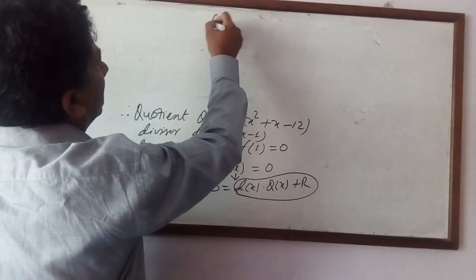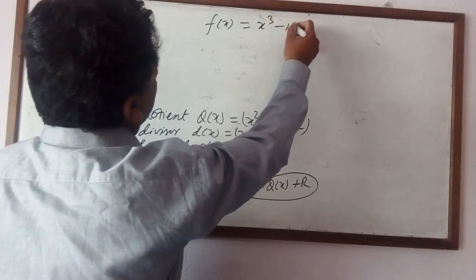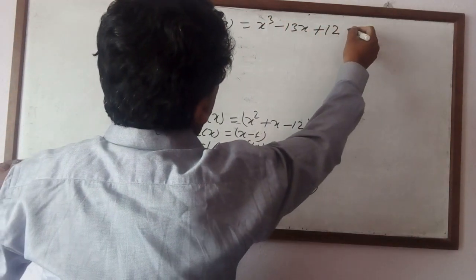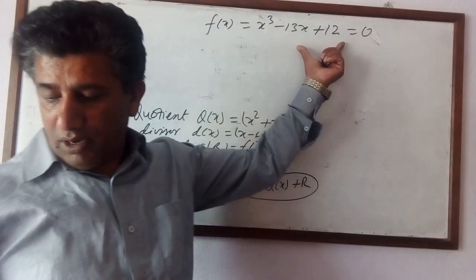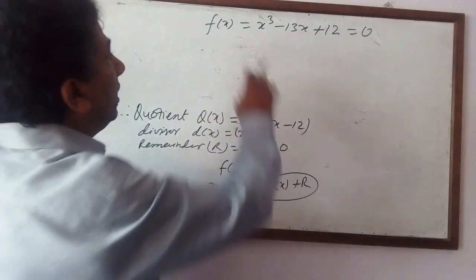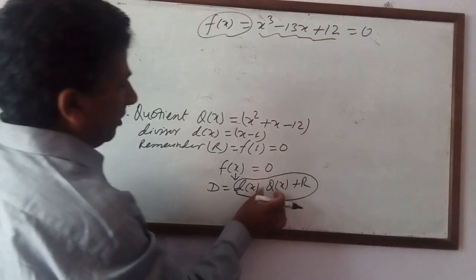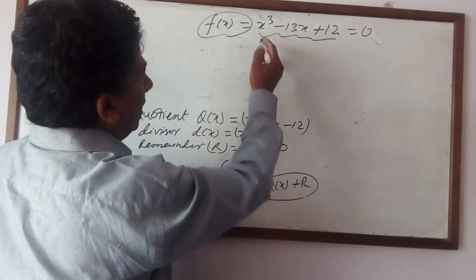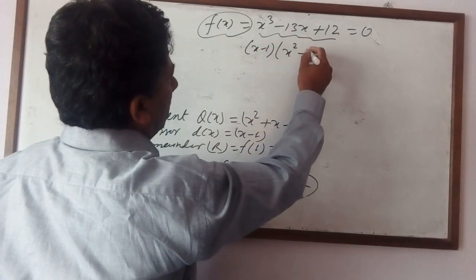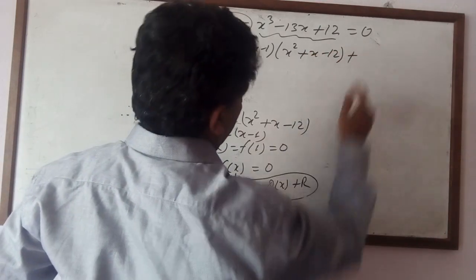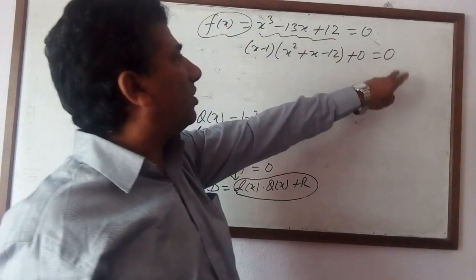Our polynomial f(x) = x³ − 13x + 12 = 0. This is our polynomial; we are solving it. Now this f(x) can be written as divisor times quotient plus remainder. Divisor x − 1, quotient x² + x − 12, plus remainder 0, equals 0. Now the value of f(x) you can write as 0 also.